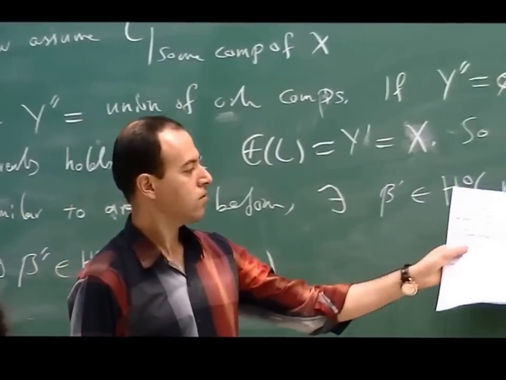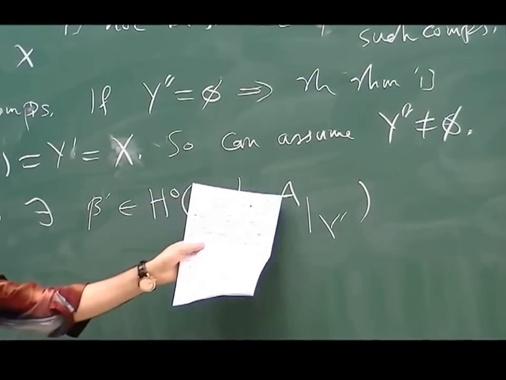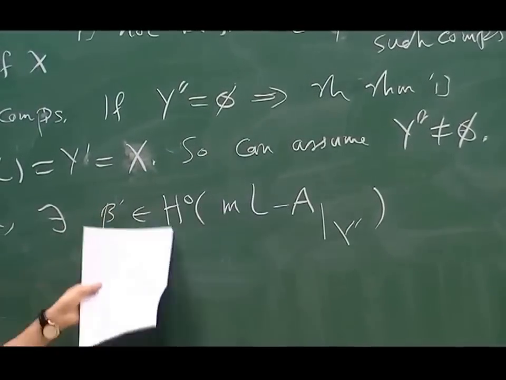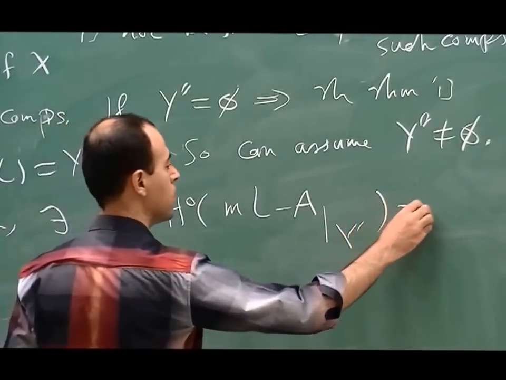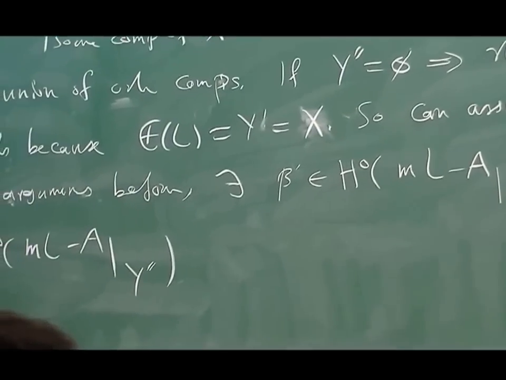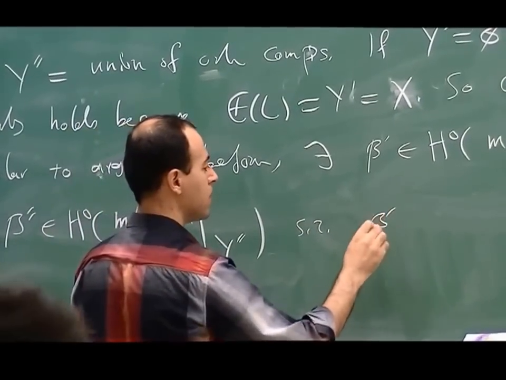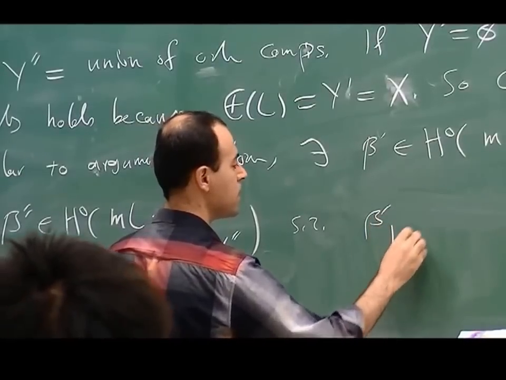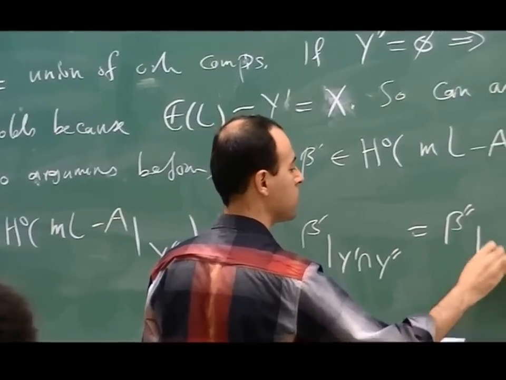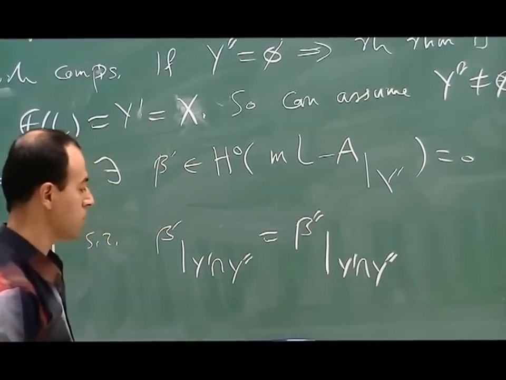Now, because L restricted to any component of Y prime is not big, when you take minus A, then you should not have any section here. Not expect any. It will be just zero. So this section will be zero, but on the other side, I want something non-zero, such that beta prime restricted to the intersection is the same as beta double prime restricted to the intersection. But I don't want beta double prime to vanish for any component.